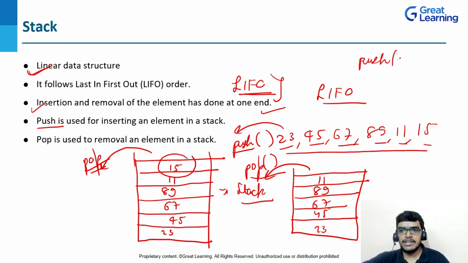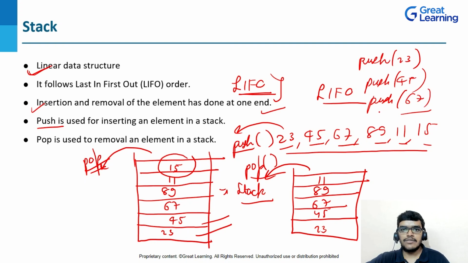If I write push 23, then 23 was inserted. After that if I write push 45, then 45 was inserted. And after that if I write push 67, then 67 was inserted, and in this way I can use the push function to insert the element.